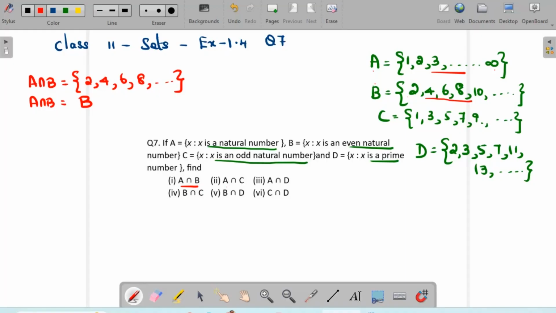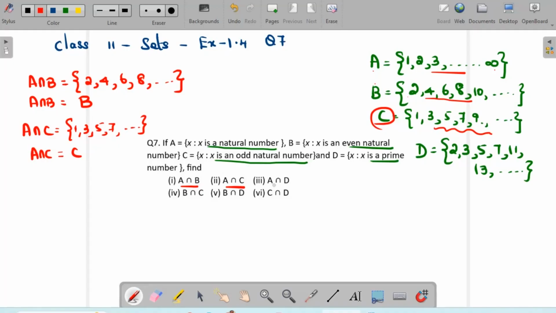Now let's move on to the second subdivision, A intersection C. All elements in C are the odd natural numbers, whereas A holds the complete natural numbers. So the common elements are going to be only the elements of C. A intersection C is going to be 1, 3, 5, 7, etc. up till infinity. Or simply you can write A intersection C is equal to C.